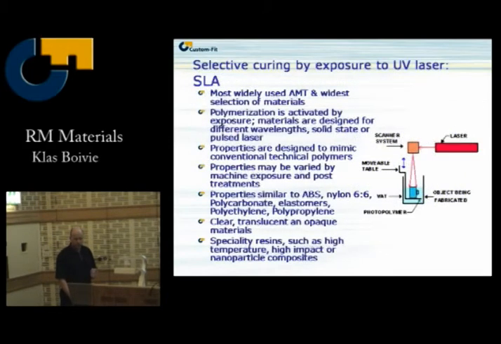And selective curing by exposed laser, SLA, also talked about. It's the oldest one, most widely used, and also naturally the widest selection of materials. But since polymerization is due to exposure to light, the materials are designed to fit particular wavelengths, pulsed or solid-state laser, and other things like that. So you can't use the same kind of resin for all kinds of SLA machines. On the other hand, there are usually versions that fit each of them.